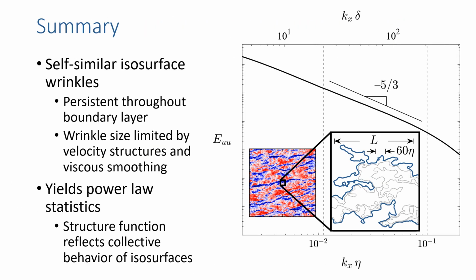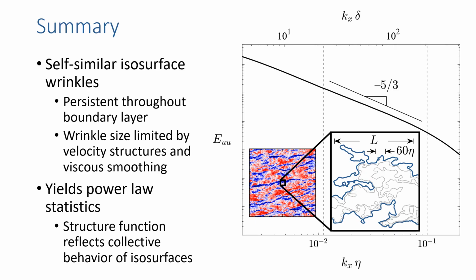To summarize what we've seen here today, if you are able to zoom in on the velocity structures in the surface layer, such as the low momentum streaks, you will see velocity isosurfaces that have a wrinkled geometry both along the edges of the velocity structures and internally within them, such that this is a persistent feature of the boundary layer. These wrinkles have a self-similar geometry where the large wrinkles have the same shape as the smaller ones.